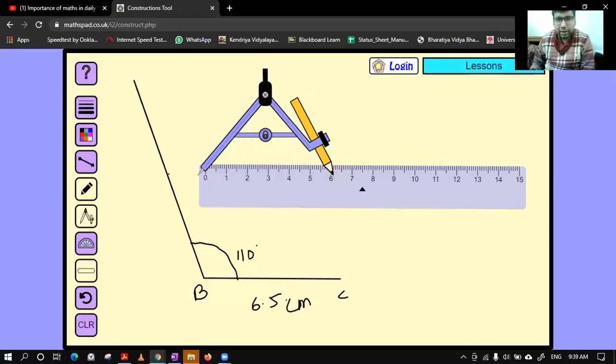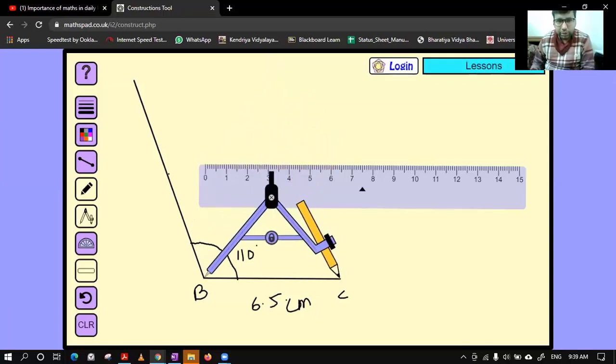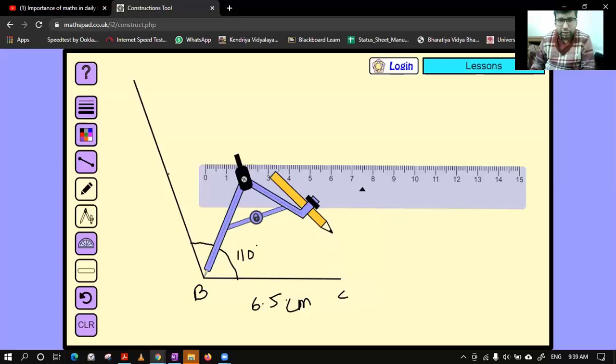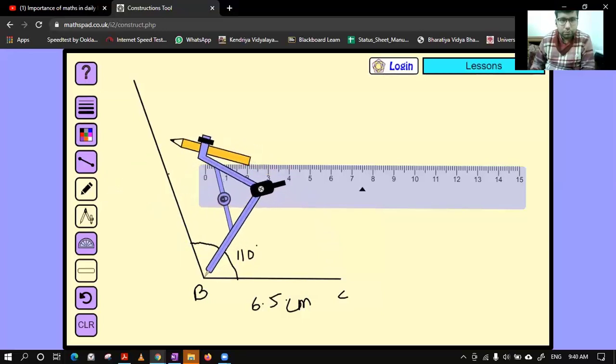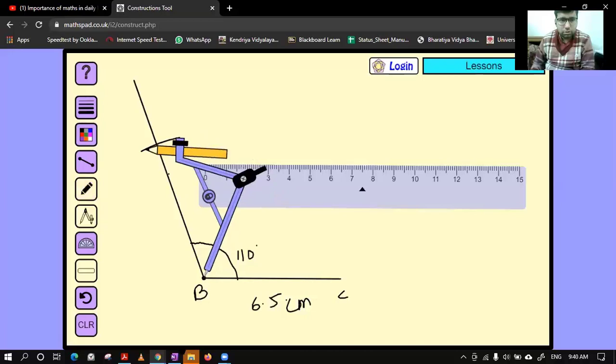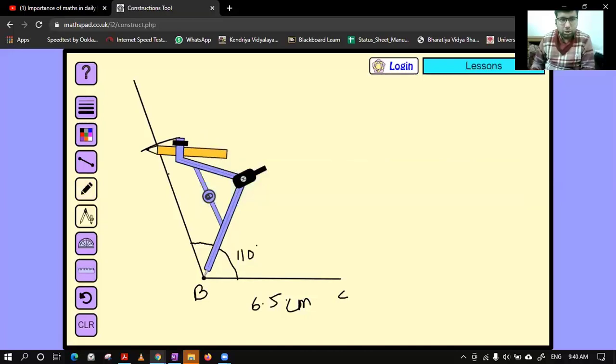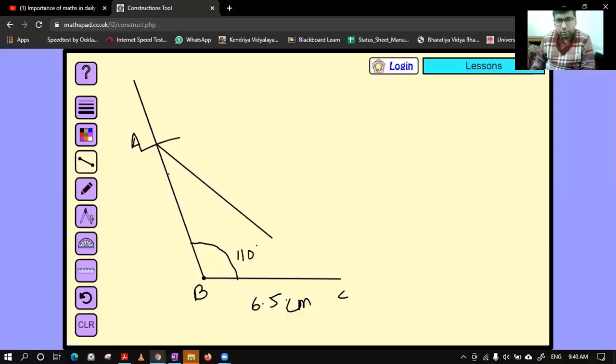So we can take the arc of 6.5 keeping on B for the point A, and this is this much. So we have got point A also, and now just join A and C. So this is the required triangle. Okay class, is this clear to you?